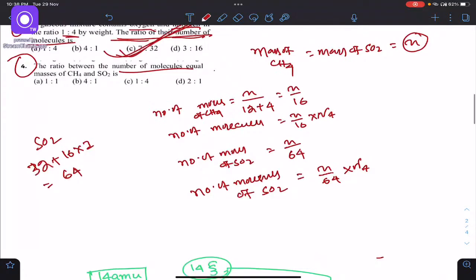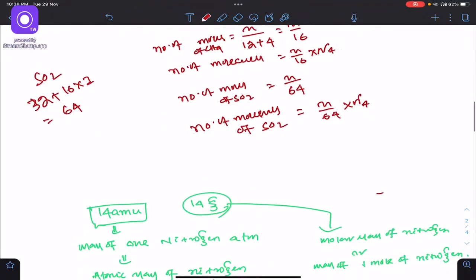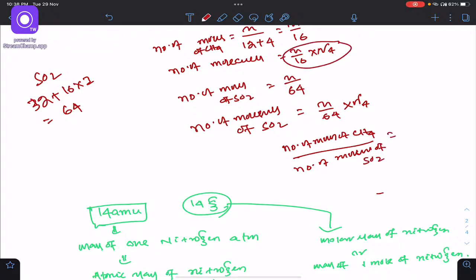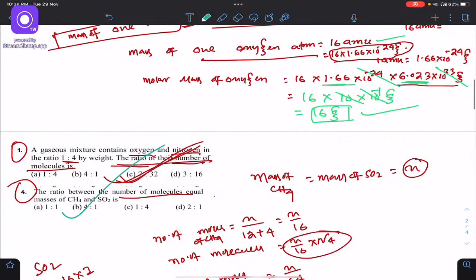So here the ratio means number of molecules of CH4 divided by number of molecules of SO2, that is x upon 16 into Na divided by x upon 64 into Na. Here Na cancels, x cancels, so 64 divided by 16 equals 4, which is 4 is to 1. So 4 is to 1, B is the right answer.